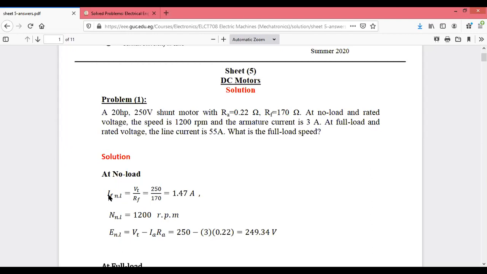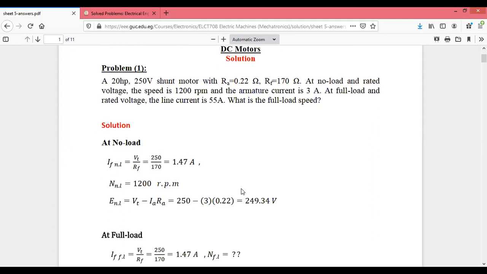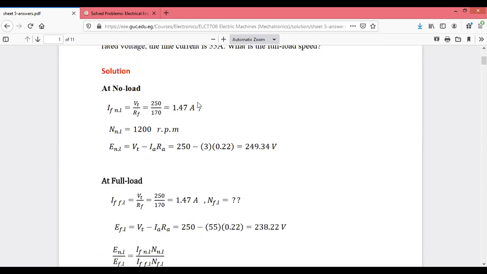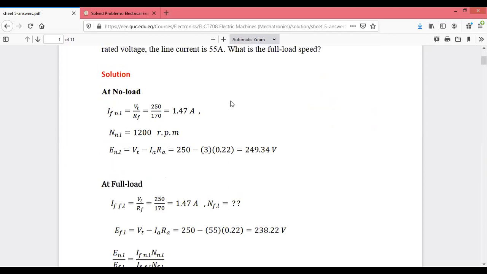So you can take the current as voltage upon resistance. The voltage you can take as 250 and Rf they have given as 170. I am explaining both things at a time: when we solve for the current at full load, we take the same voltage and the same resistance, so you will get the same field current for no load and for full load. Now, what have they given?